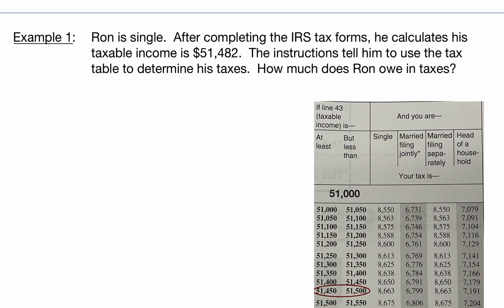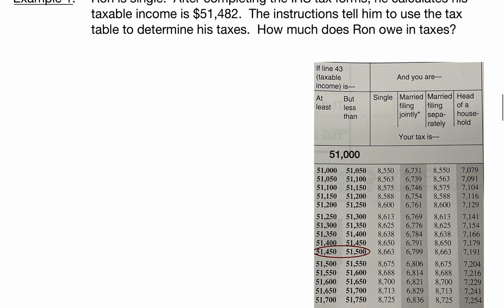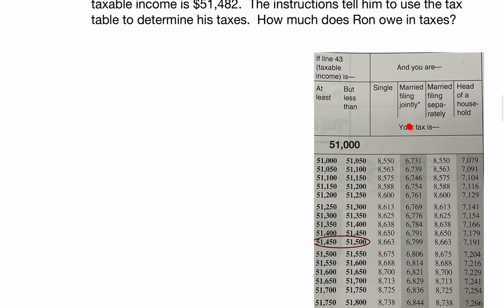So in this example, the taxable income is $51,482, and we are trying to determine how much tax Ron owes. If you take a look at this tax table, you're going to look at the range where his income lands, and that's right in here. 51,482 is greater than 51,450 but less than 51,500. And so you're going to scan across these columns, and the column that we would be interested in is this first one because this represents those that are filing single.